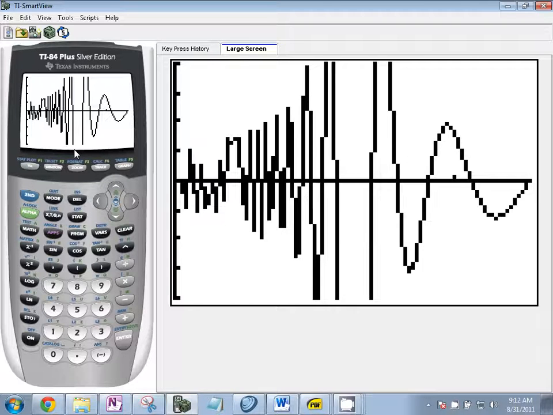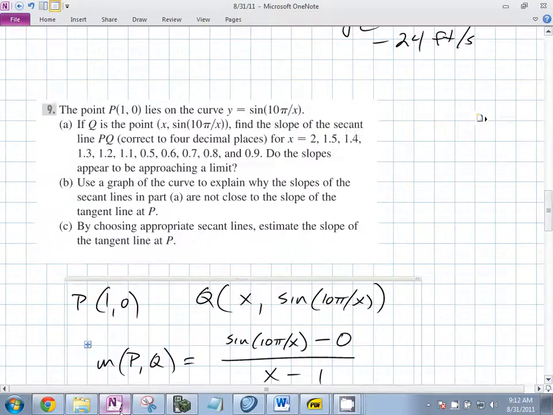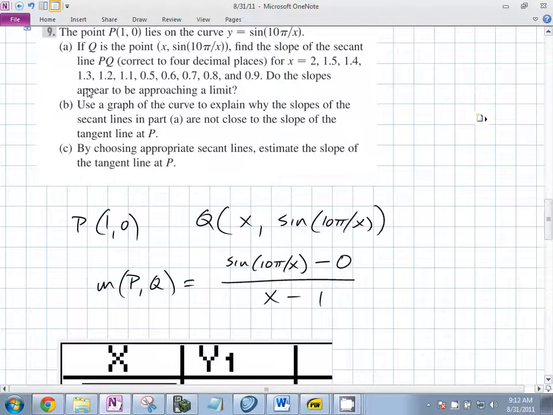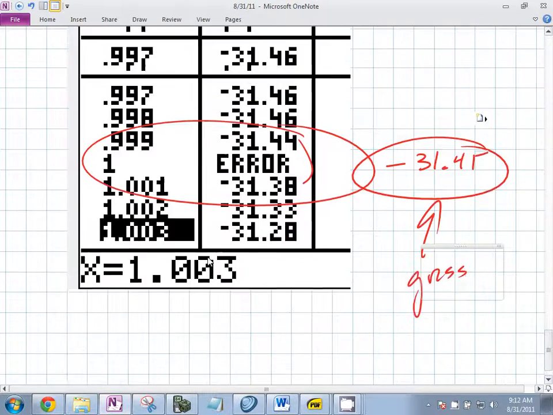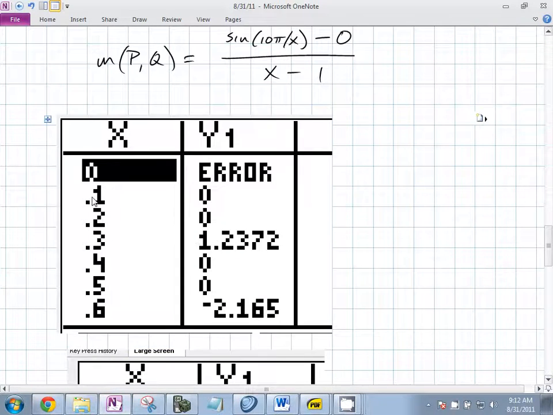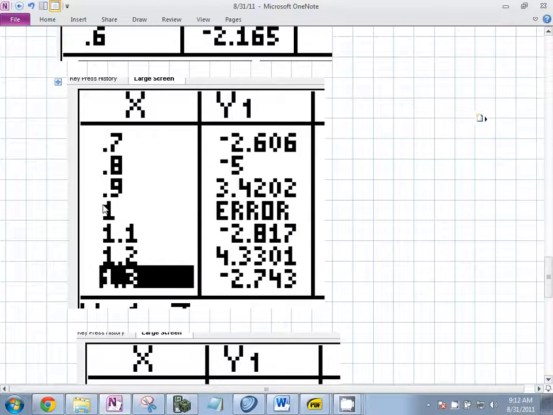So what is this trying to tell you? What lesson is this trying to teach? It says, by choosing appropriate secant lines, estimate the slope of the tangent line of P. Well, we already kind of did that, right? So when our step was 0.1, why wasn't that a very good step to use? Because relative to the function, it wasn't good enough to capture a smooth section of the curve. Smooth is a great word to use. If you go too far out, it's going berserk. But if you get close enough, and close enough can be different things for different functions.